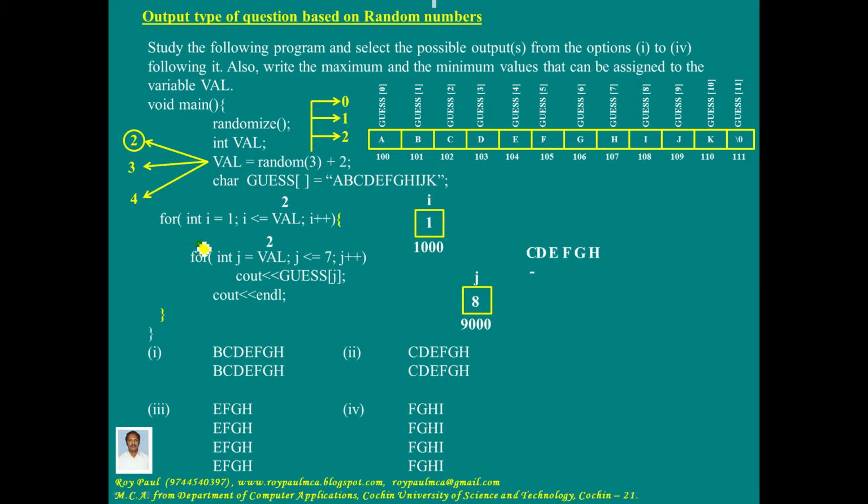So hereafter, I will not execute the inner for loop because the meaning of the inner for loop is all the characters from index 2 to index 7 should be displayed followed by endl. Anyway, after executing this, control will come here, I incremented, I becomes 2.